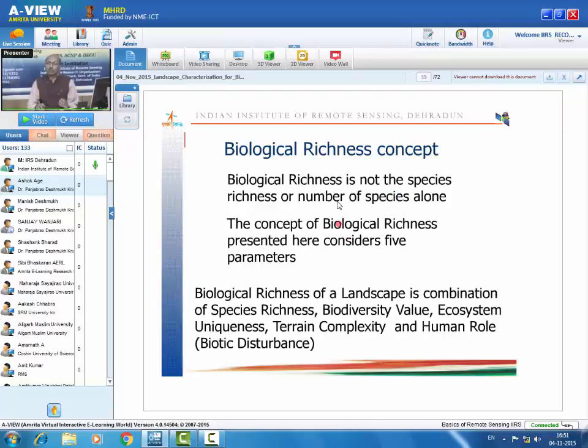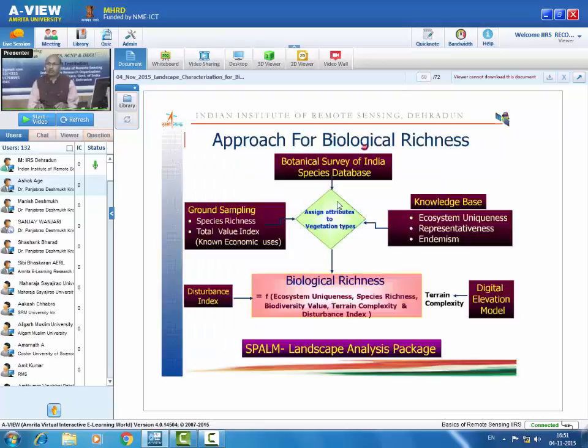So this gives you an idea what is the species richness, what is the value of the biodiversity, and what is the ecosystem uniqueness, and then try to combine with the terrain complexity which comes from the digital elevation model, and then the human role, that is the biotic disturbance. I have already shown you the biotic disturbance map.